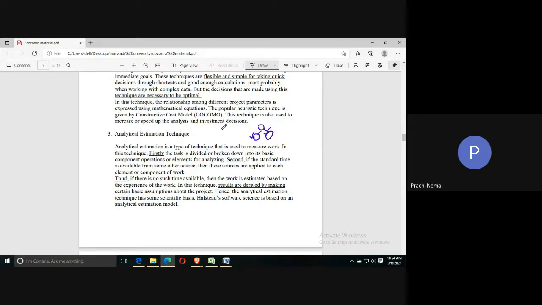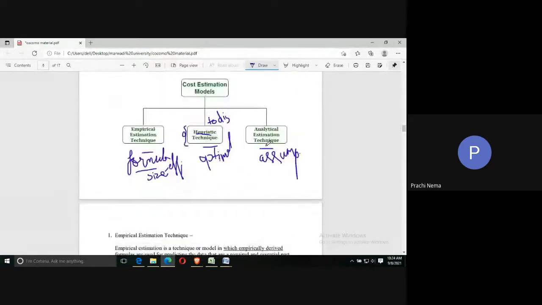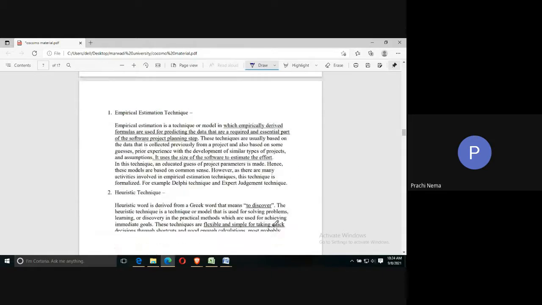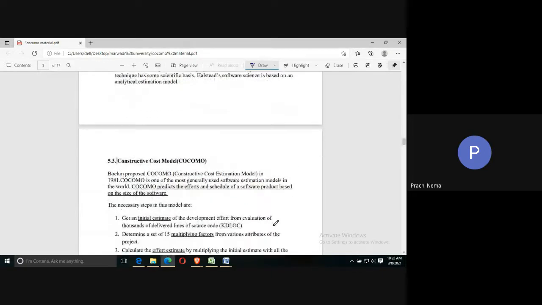Otherwise what we will do, we will take a reference of a similar kind of project, and then we will make an assumption that these new components will take this much time. On that basis, following this technique, your analytical estimation can be done. So the three techniques differ like this: empirical is based on a formula, heuristic is to discover and it will give the most optimal result, and analytical is making assumptions so that we can guess the cost involved with the system. These three techniques work like that.